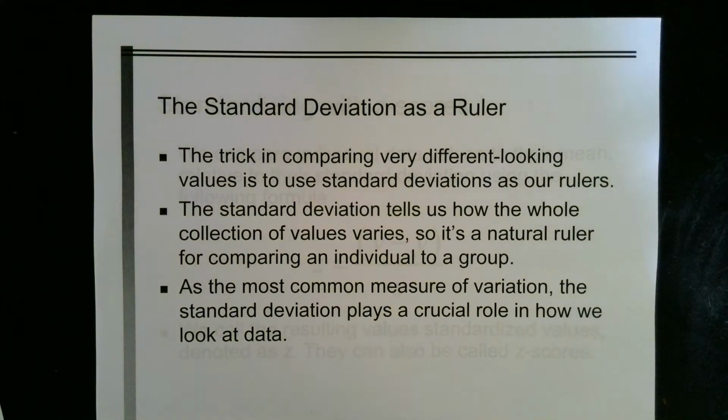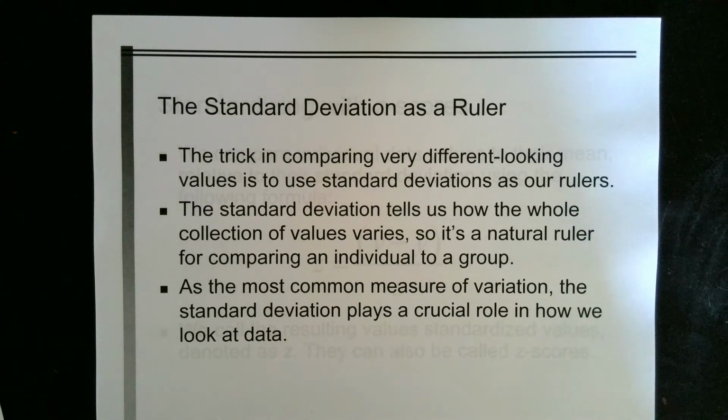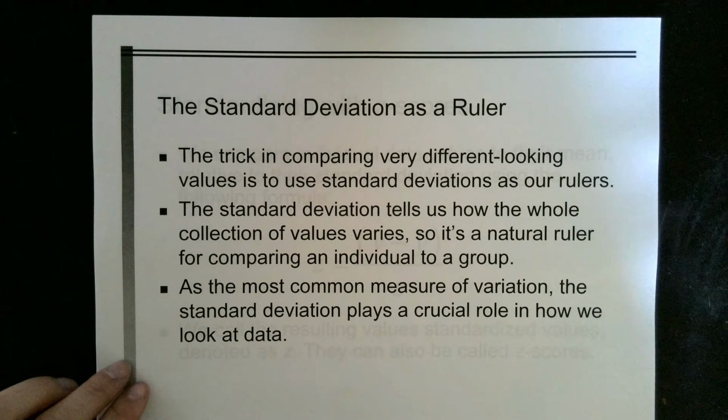Whenever we have very different looking data, often using that standard deviation can help us compare these different data points. So the standard deviation tells us how the whole collection of values vary, so it's a very natural ruler that we can use to compare an individual to a group. As the most common measure of variation, the standard deviation plays a very crucial role in how we look at our data.